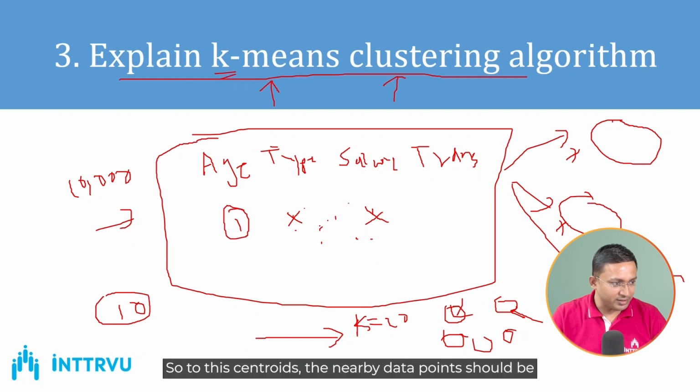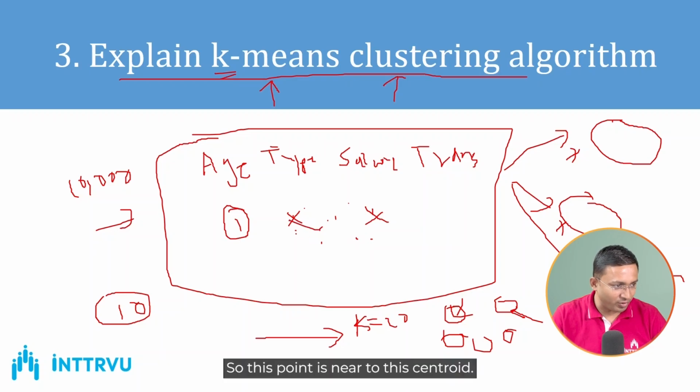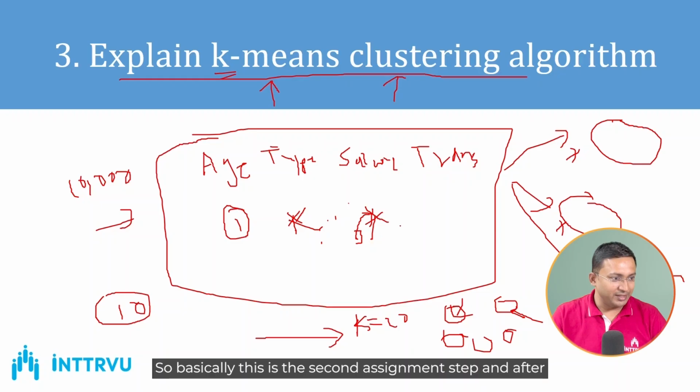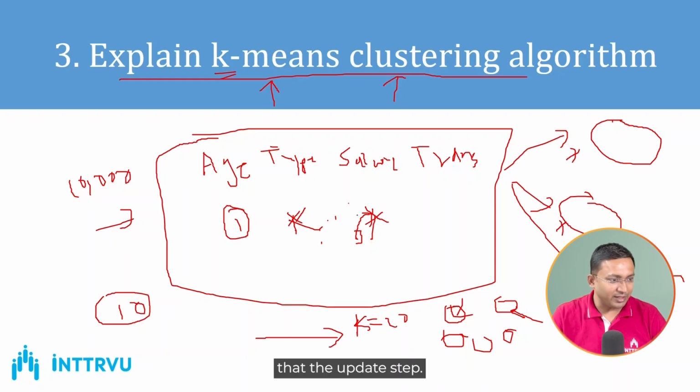To these centroids, the nearby data points would be assigned. So this point is near to this centroid. This point is near to this centroid. Then this one, its nearest centroid is this one. For this point, the nearest centroid is this centroid. So basically this is the assignment step. And after that, the update step.